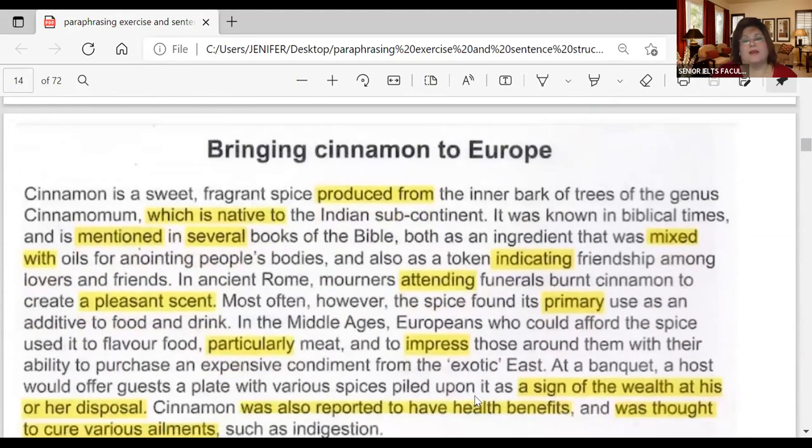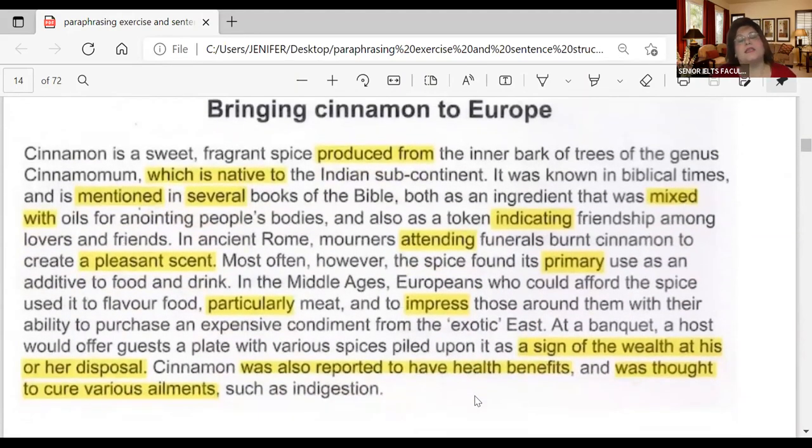Now this is a paragraph, बच्चे लोग. Bringing cinnamon to Europe. Cinnamon मतलब दालचीनी. It is a spice. यहाँ पे मैंने कुछ हाइलाइटेड वर्ड्स किए हुए हैं. उसी हाइलाइटेड वर्ड्स को हमें रीफ्रेज करना है, और you can say we can paraphrase those words. So I will just show you, like can you just do the brief thing right now, so that later on I can show you what the actual meanings are.